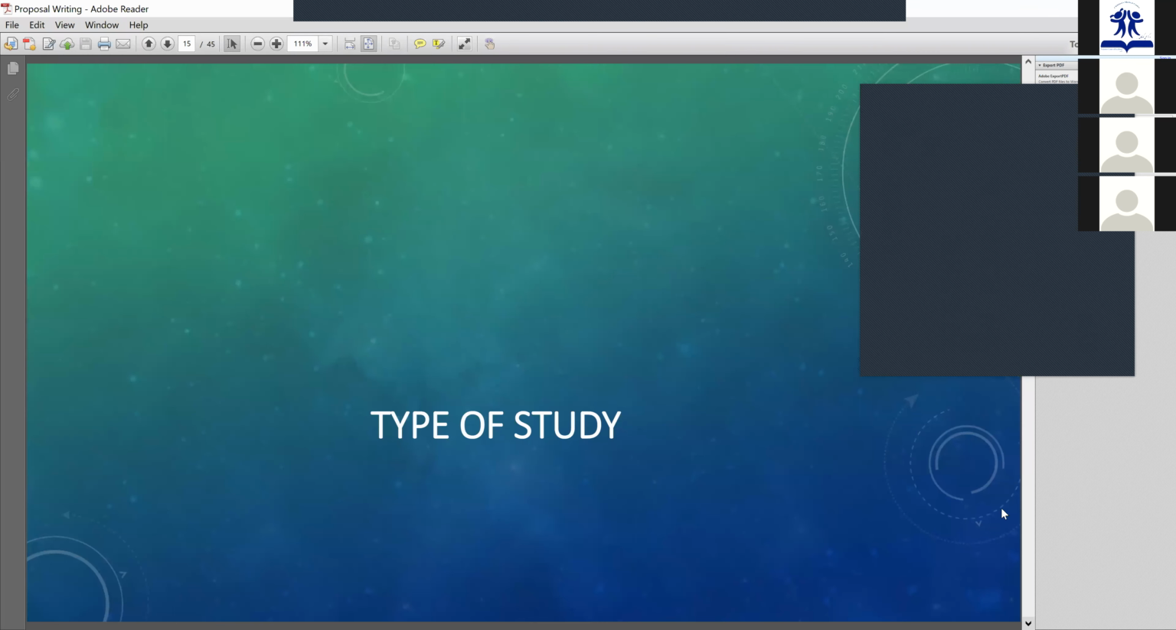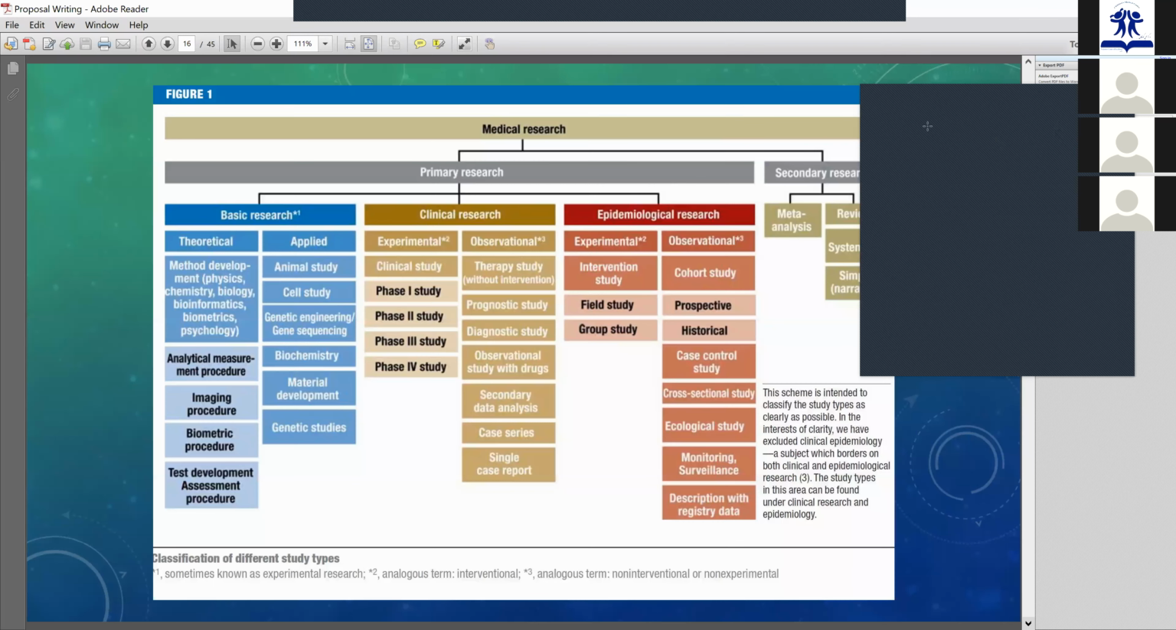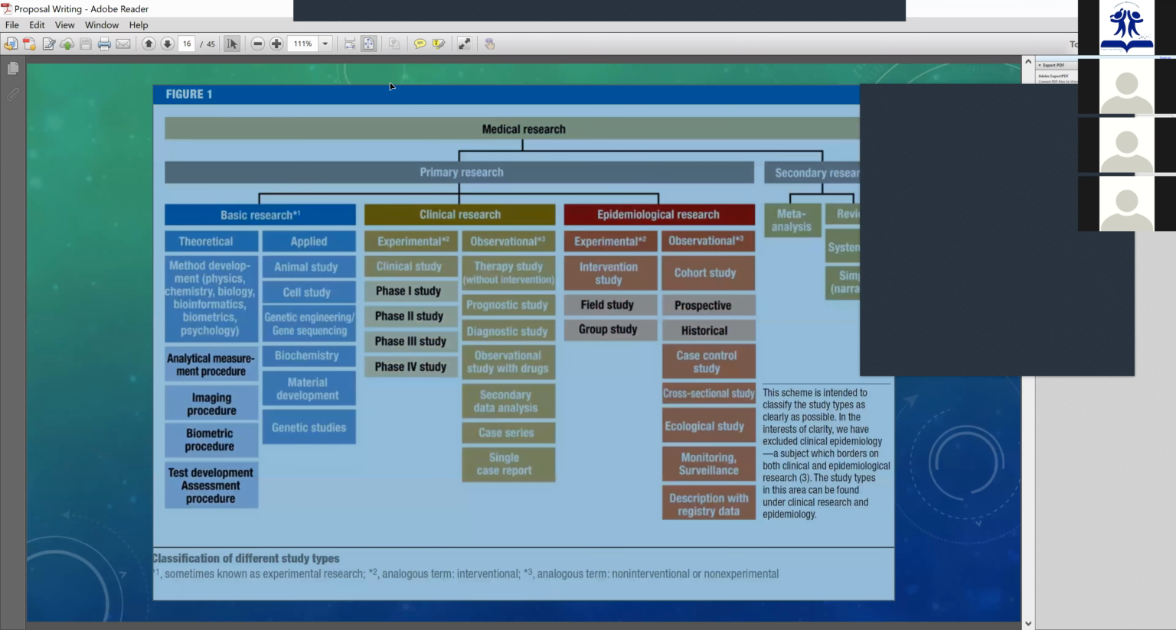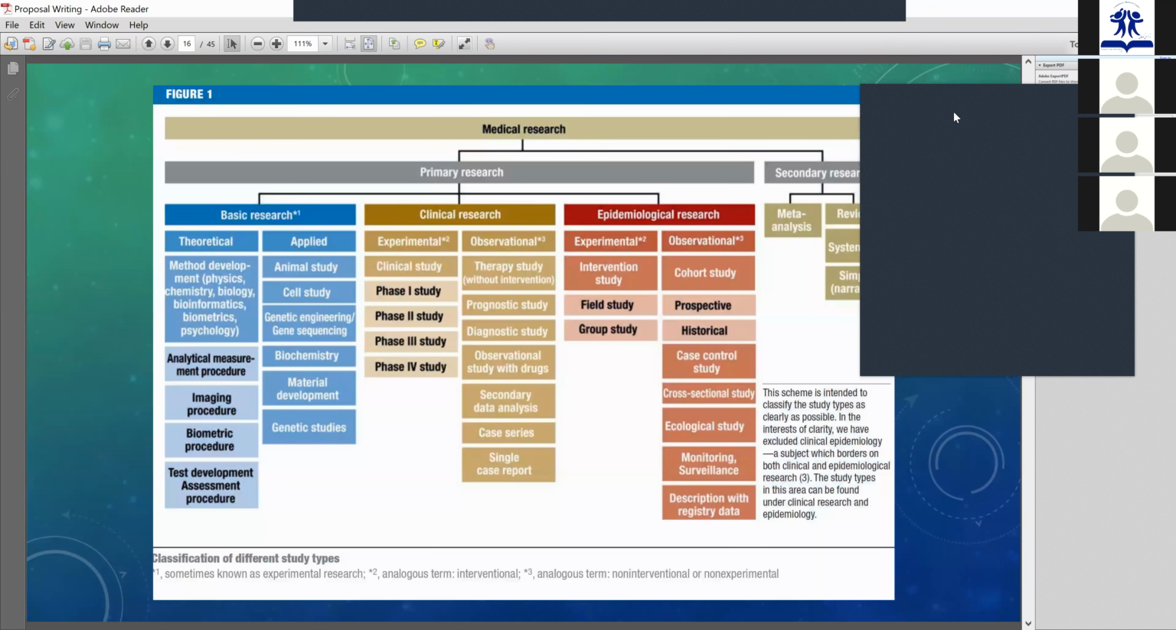Okay. So the next part on your proposal page is the type of study. We're going to talk a little about different types of studies. I got this from an article with too many citations. This is a very well-known article. I will later share the reference, and it talks about different types of studies.